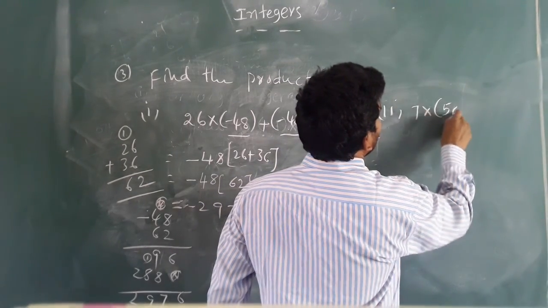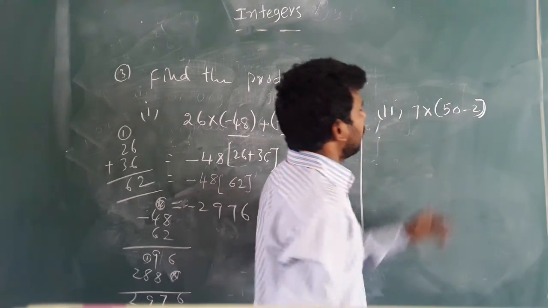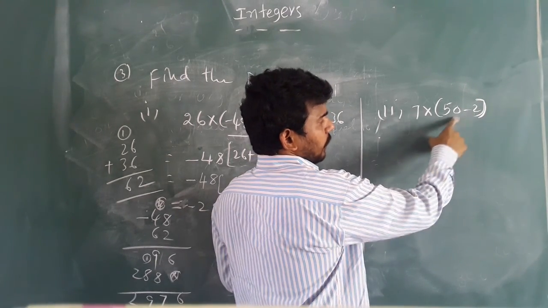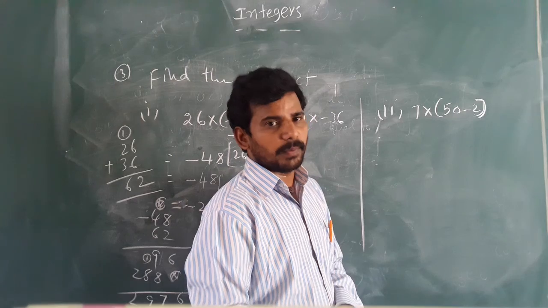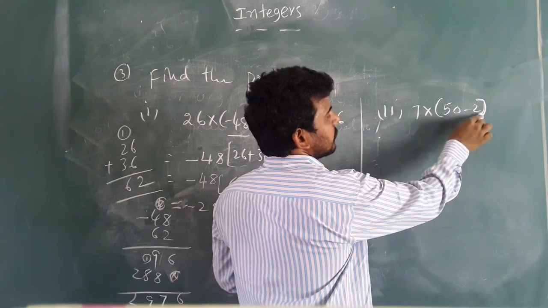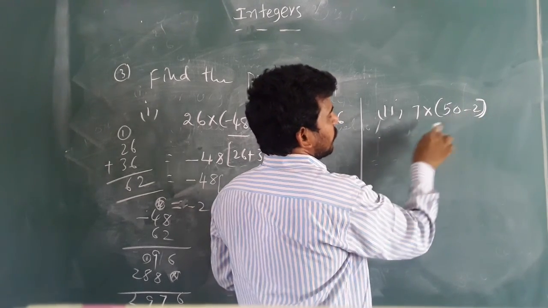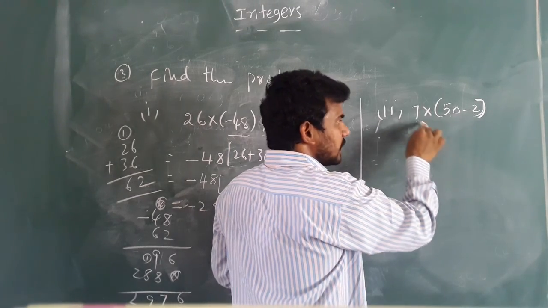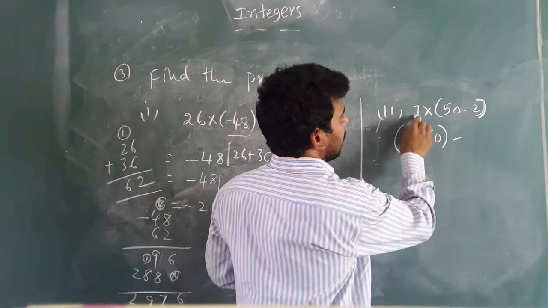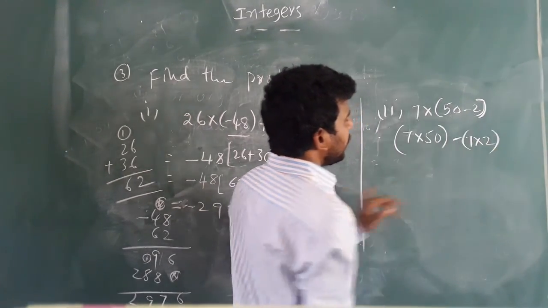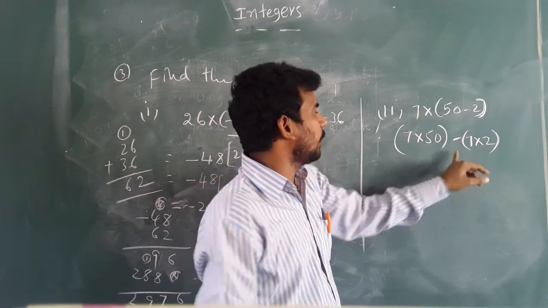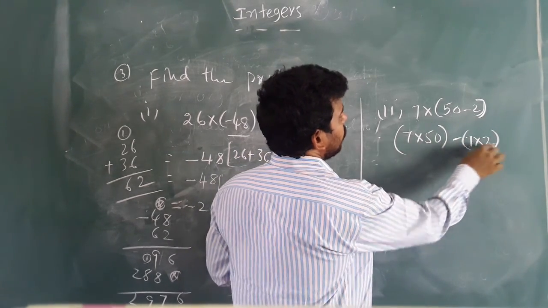Seven into 50 minus 2. Once see, children, this is 7 into 50 minus 2. Which property? Distributive property. Which property? Distributive property under subtraction. So this is the A, B, C. A distributes to 50 and 7 distributes to 2. That's why 7 into 50 minus 7 into 2. Why do we give minus here? Because minus is given here. So under subtraction, which property? Distributive property. So 7 into 50 minus 7 into 2.